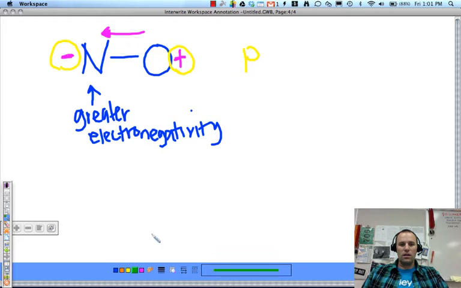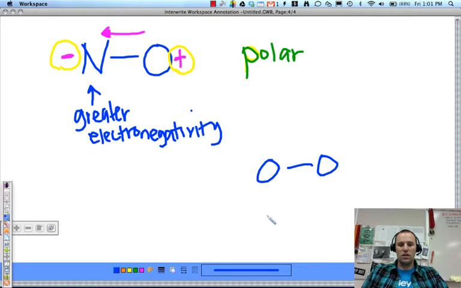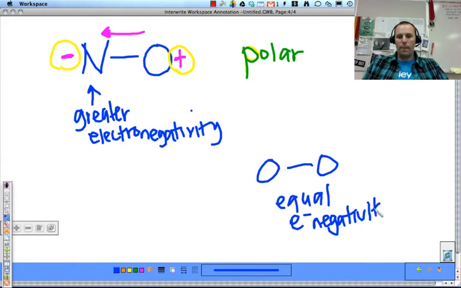Okay? An example of a nonpolar covalent bond would be most likely if you have two of the same elements bonded to each other. Oxygen bonded to oxygen, these have equal electronegativity. So if they have equal electronegativity, then you're not going to have a positive and a negative end. They're going to be equal on both sides. So this would be an example of a nonpolar covalent bond.